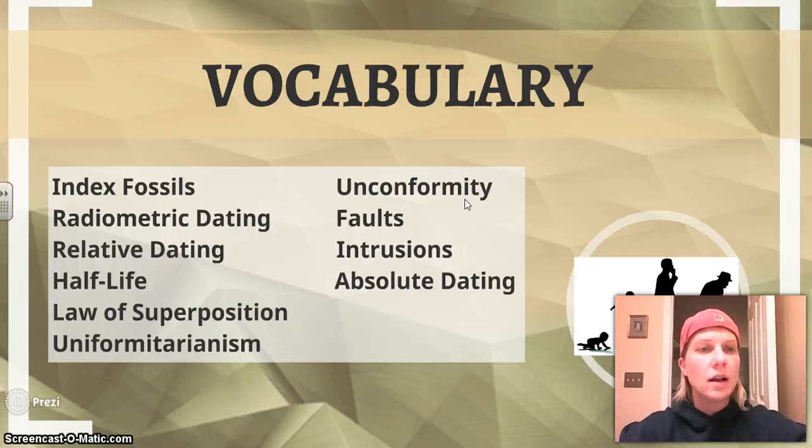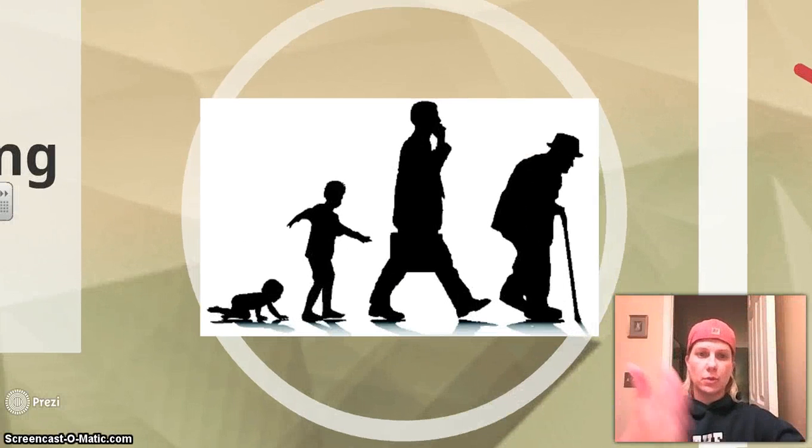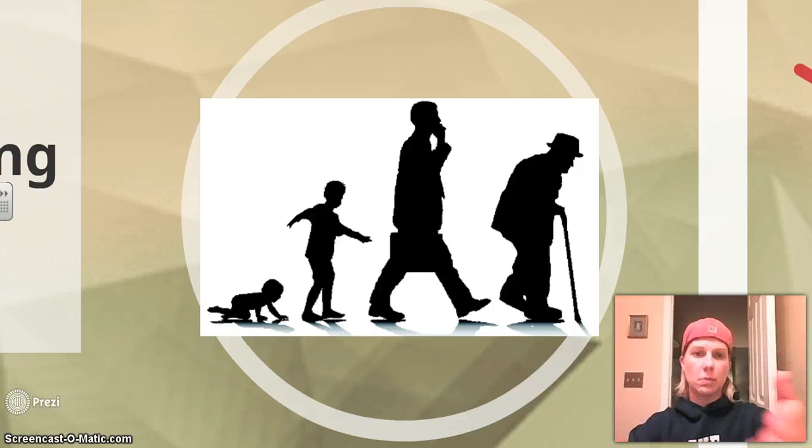two different pieces. We're going to cover index fossils, radiometric dating, relative dating, half-life, law of superposition, uniformitarianism, unconformity, faults, intrusions, and absolute dating. So the whole idea is we're going to be looking at age, so we can see that from youngest to oldest, we've got the baby, the kid, the adult, and then the old man.